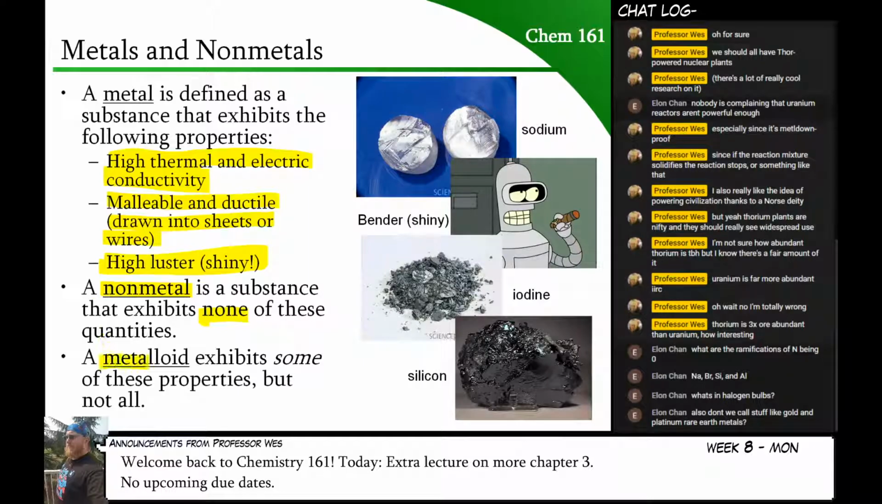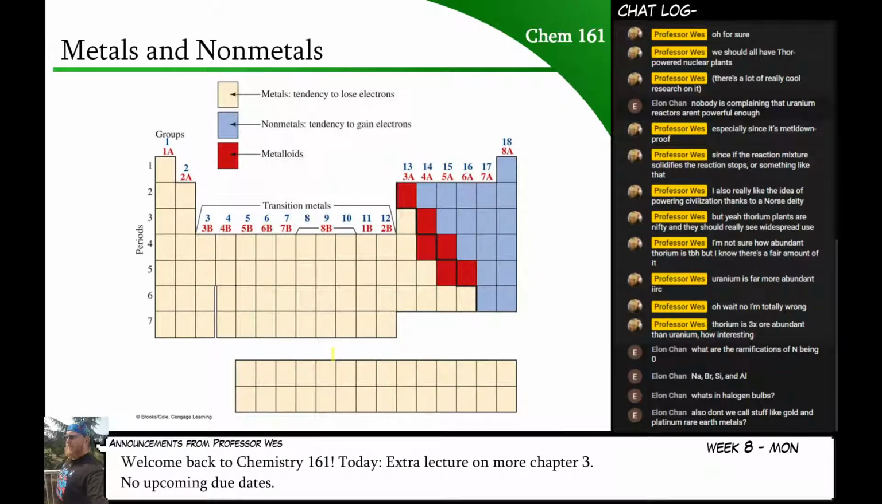So metalloids have some of these properties. You can tell what an element is based on its position on the periodic table. Metals tend to be on the left.